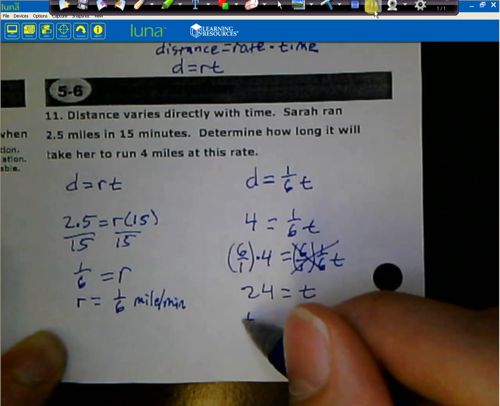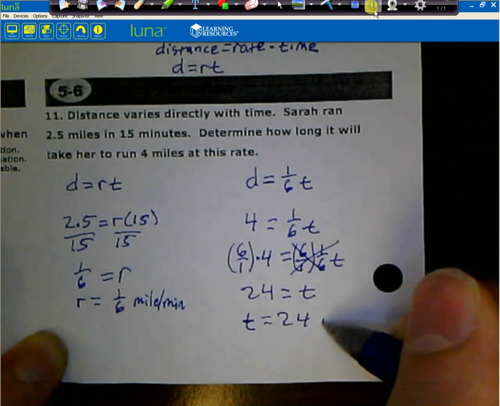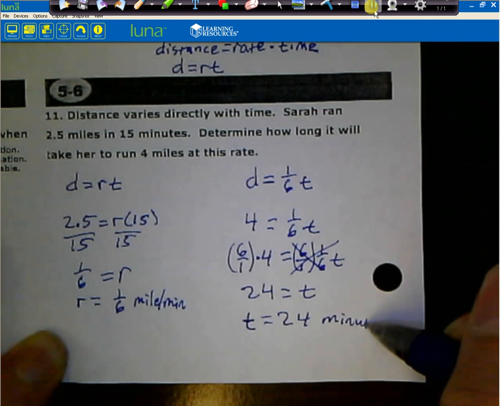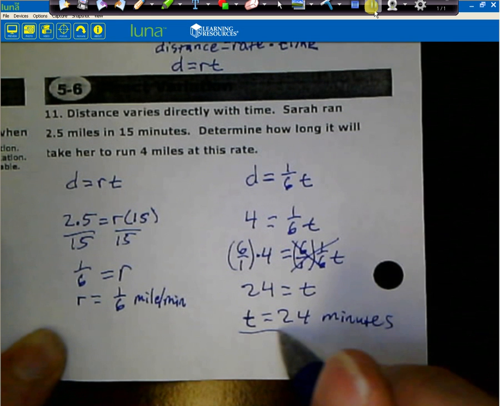And this time is in minutes, so that means that it takes her 24 minutes to run 4 miles. That is a 6-minute mile.